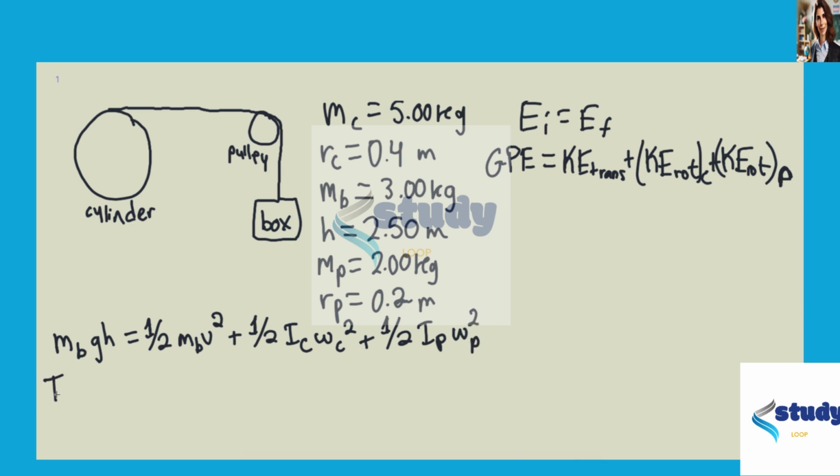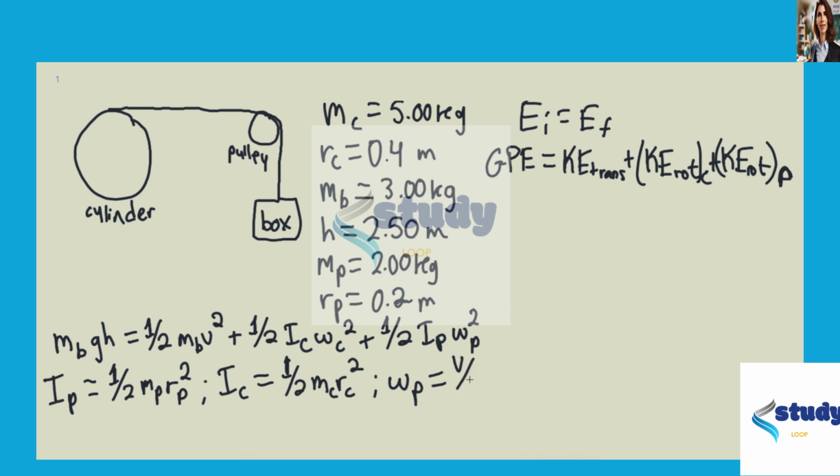At this point, we know that the moment of inertia of the pulley, because it's a uniform disk, is going to be 1/2 mass of the pulley, radius of the pulley squared. For the cylinder, it's going to be the exact same thing: 1/2 times the mass of the cylinder, radius of the cylinder squared. And then we know that the angular velocity of the pulley is going to be the linear velocity divided by the radius of the pulley, and the angular velocity of the cylinder will be equal to the linear velocity divided by the radius of the cylinder.